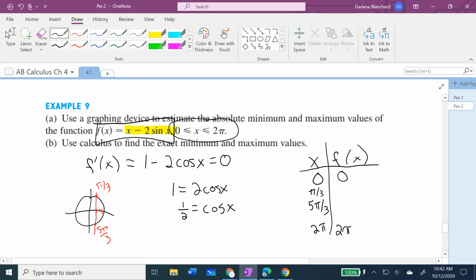For the other two, you need to get to the point where you have used the unit circle to find the number. So when x is pi over 3, f of x is pi over 3 minus 2 times the sine of pi over 3. With pi over 3, the sine is, if I had drawn a better circle, it is the highest x-coordinate, I'm sorry, the highest y-coordinate above the x-axis, so it is root 3 over 2.